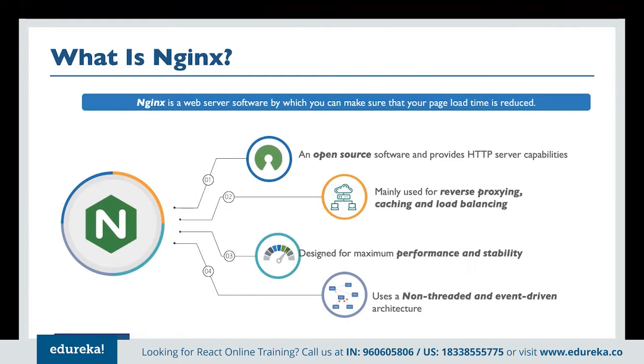Nginx is web server software by which you can make sure that your page load time is reduced. It is open source software and provides HTTP server capability. It is mainly used for reverse proxying, caching and load balancing. It is designed for maximum performance and stability, as it uses a non-threaded, event-driven architecture.